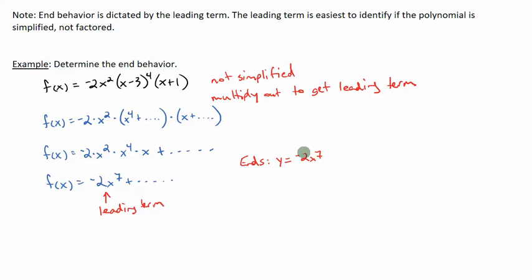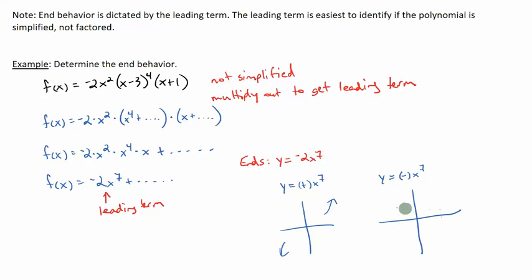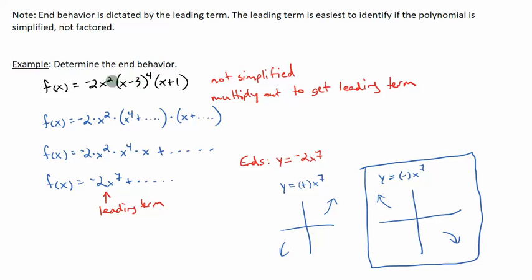And since now I've got a negative times x to the seventh, if I were to have a positive times x to the seventh, then my left end would go down and my right end would go up, because 7 is an odd power. But I've got a negative times x to the seventh, which means that it's going to flip over and my left end is going to go up and my right end is going to go down. So those are the ends of this function, and again, to do that we had to think of the simplified form to see my leading term.